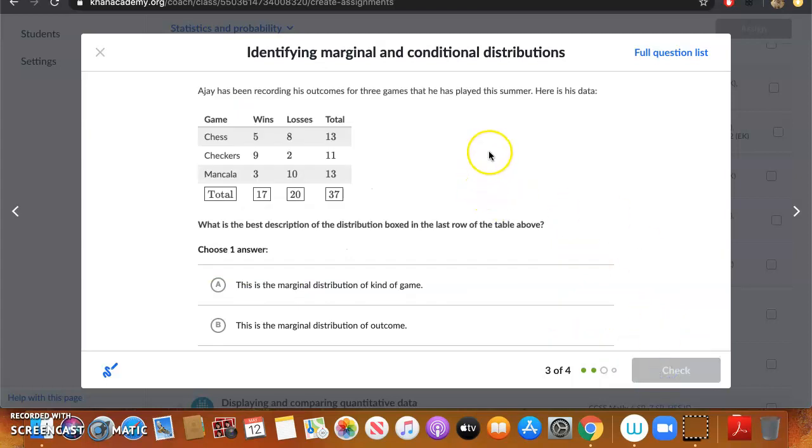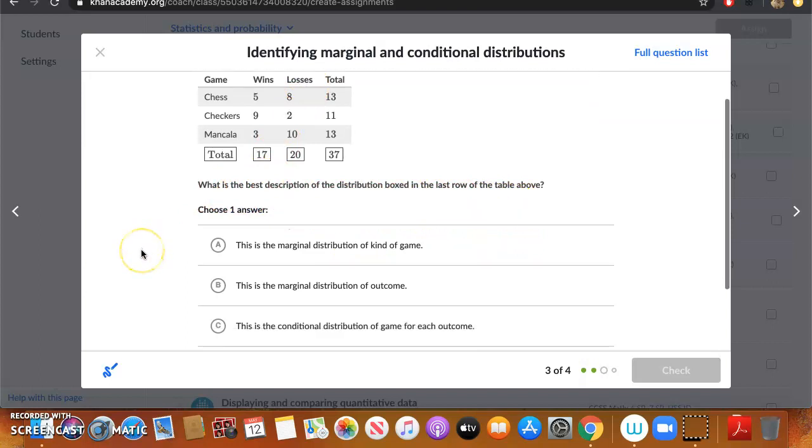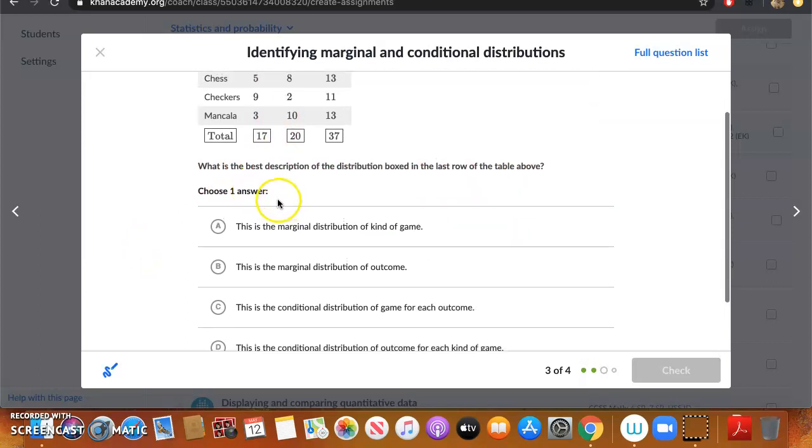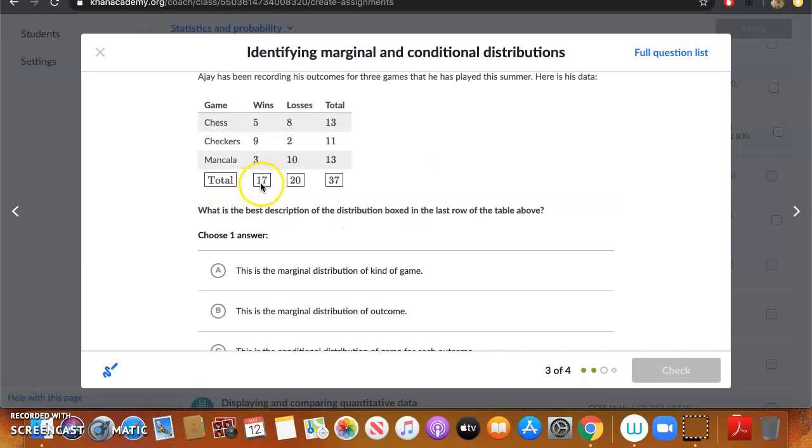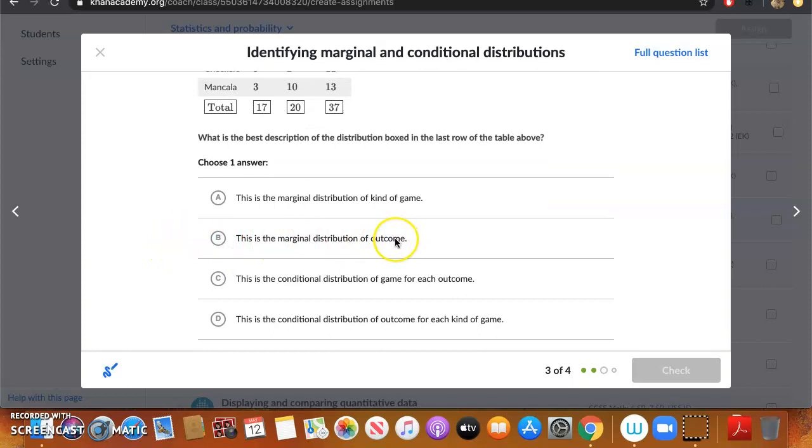All right, let's take a look at the next one. AJ has been recording his outcomes for 3 games that he has played this summer. Here is his data. Again, we have the totals, and the row totals are highlighted. These are games and then the outcomes, win or loss. What's the best description of the distribution in the last row of the table? This is definitely a marginal again. 17 represents the number of wins, 20 represents the number of losses. So these numbers represent the outcome. This is a marginal distribution of the outcome right here. That looks like the correct answer, so let me highlight that.